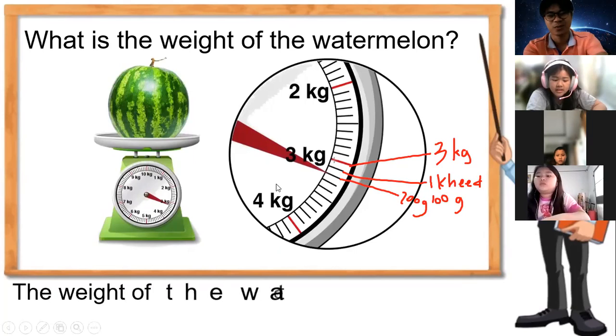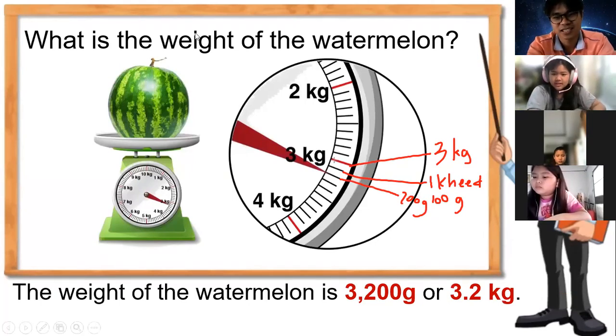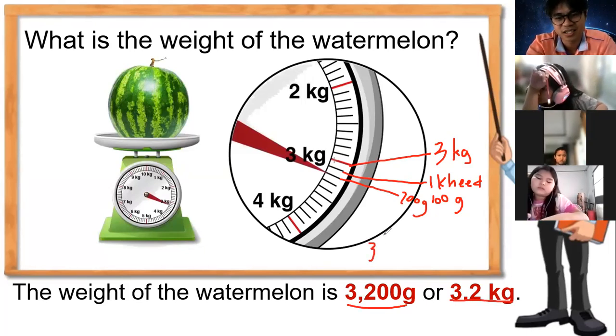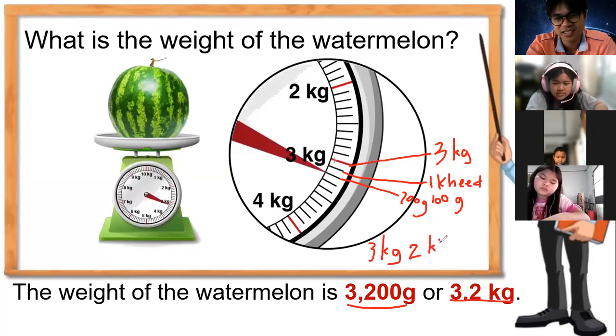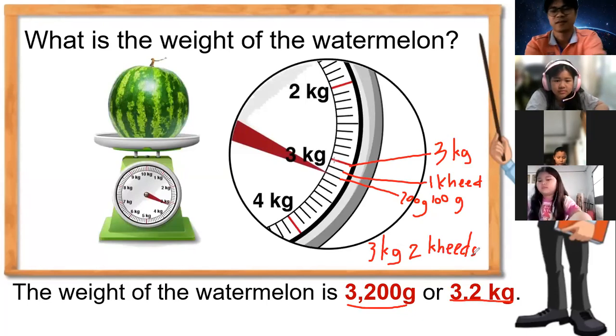The answer is the weight of the watermelon is 3,200 grams. Yes, 3,200 grams or 3.2 kilograms or 3 kilograms and 2 hundred grams. Okay, do you understand? So these are the correct answers in different units.